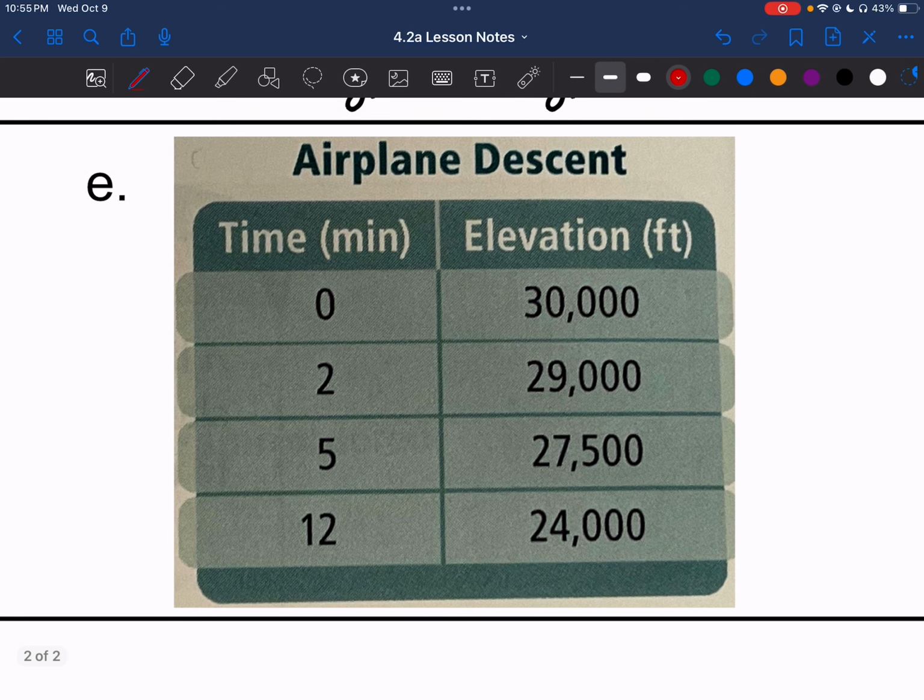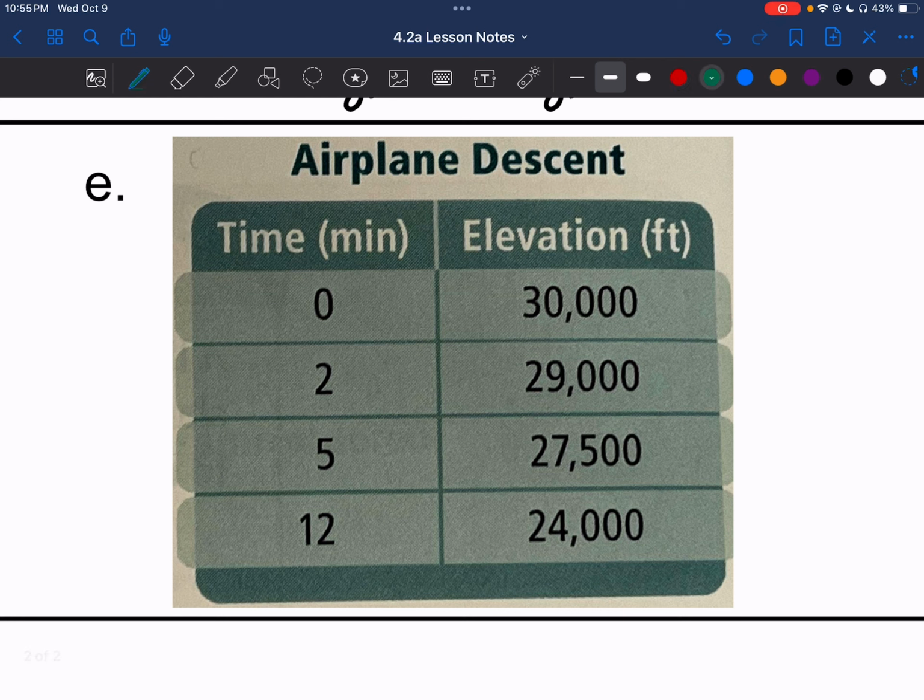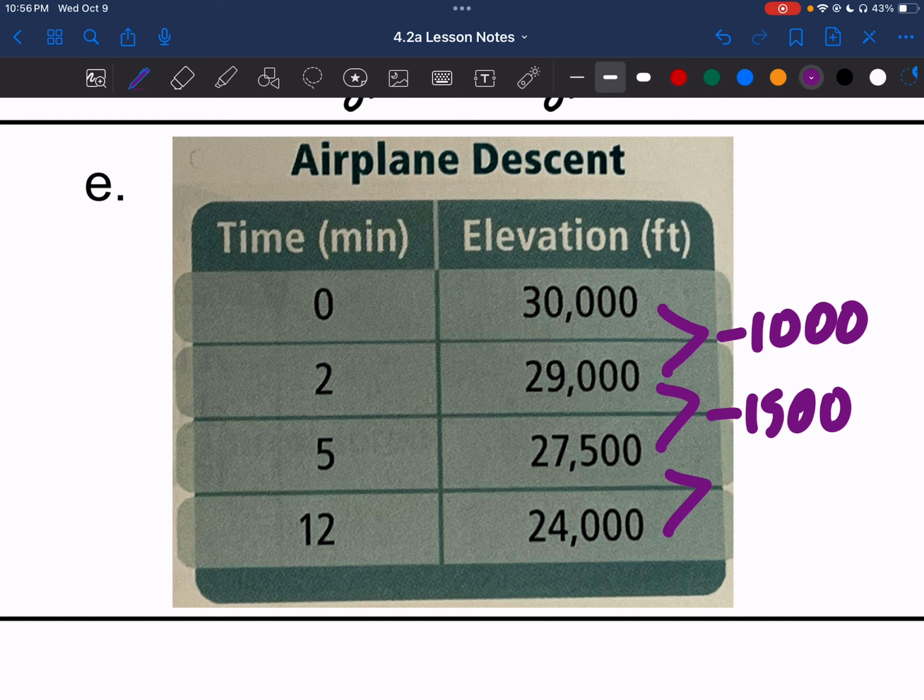Letter E, we have the descent of an airplane, and we are going to look at it over time. So going from 30,000 to 29,000 is minus 1,000 feet. To go from 29,000 to 27,500 is minus 1,500 feet. And to go from 27,500 to 24,000 is minus 3,500 feet. Well, this is kind of starting off weird. We've got different values in our change in y, but let's see what happens on change in x. We're adding 2, we're adding 3, and we're adding 7.